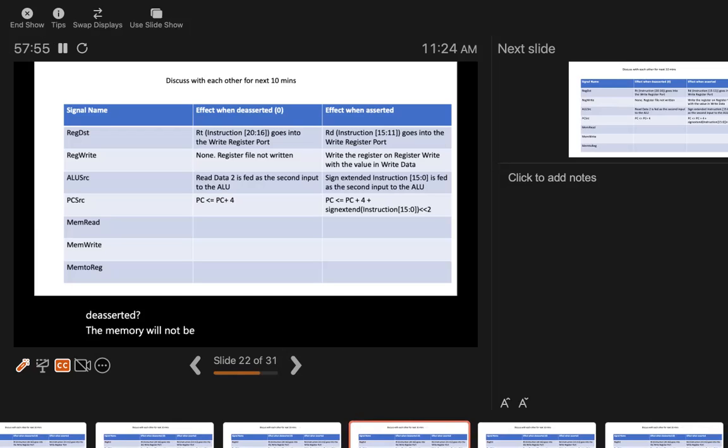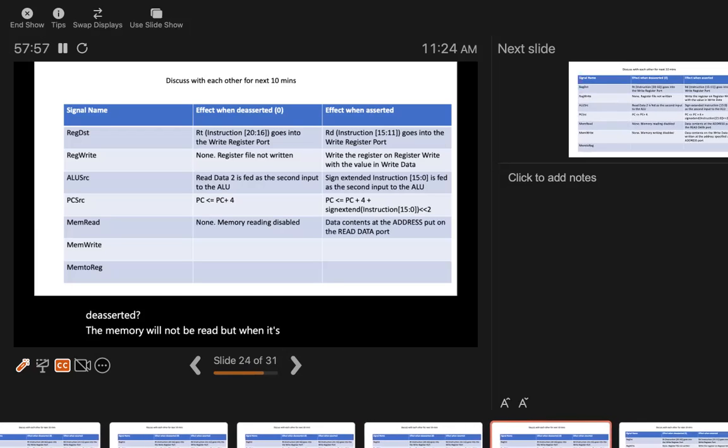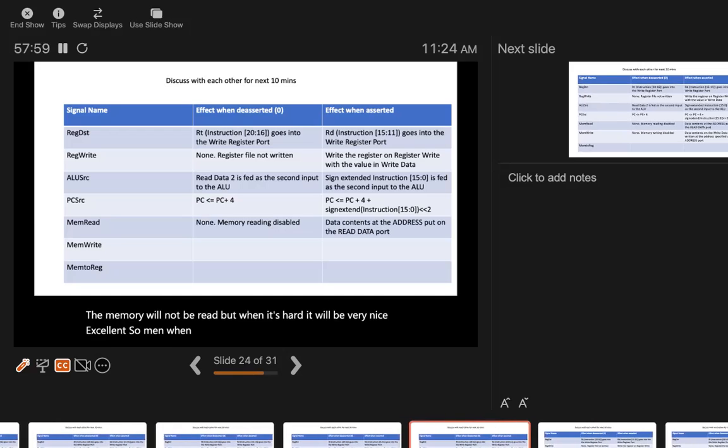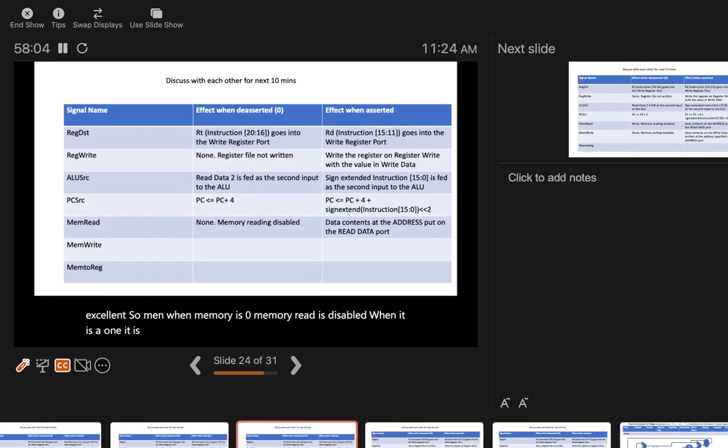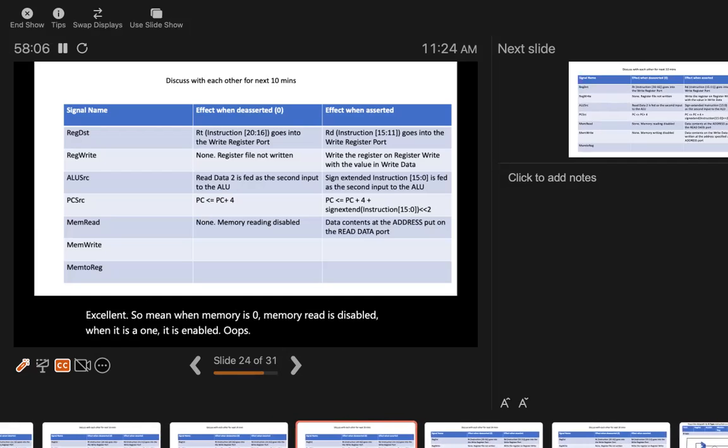When it's asserted, it will be read. Very nice, excellent. So when memread is 0, memory read is disabled. When it is a 1, it is enabled. Next, Ramesh and Kelvin.